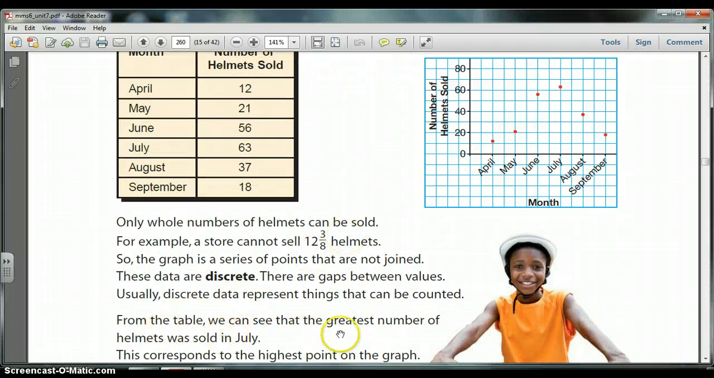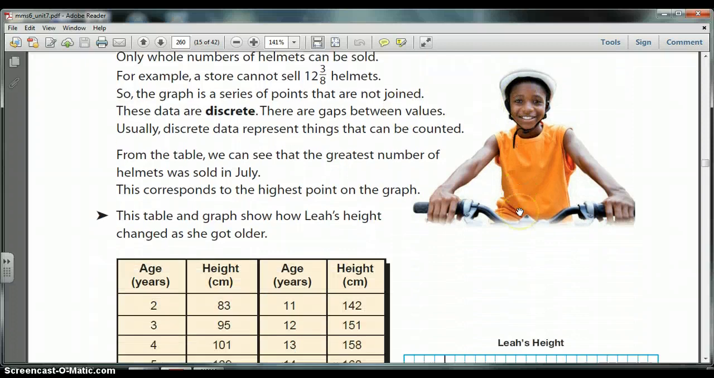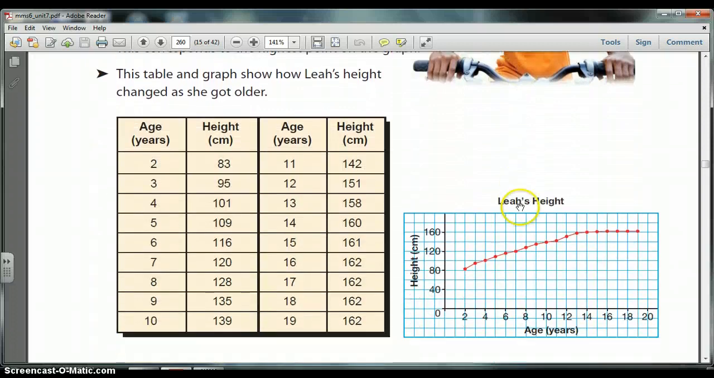From the table, we can see that the greatest number of helmets was sold in July. Most, right there, 63. This corresponds to the highest point on the graph. Yep, highest point. Okay, we're starting a new question here.